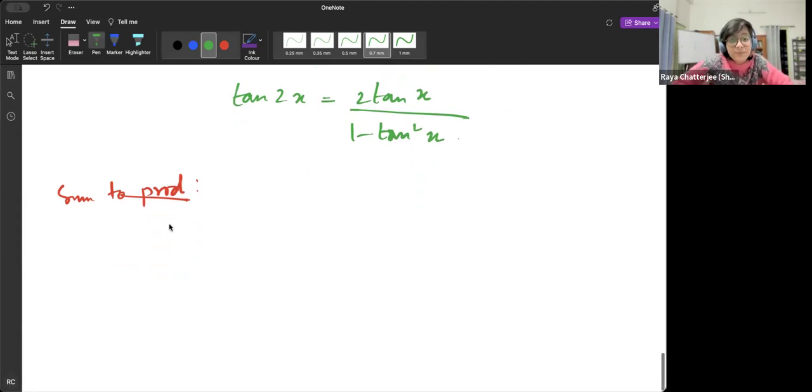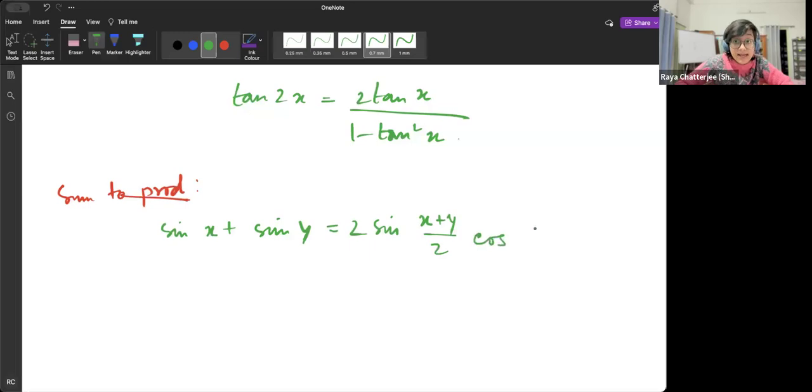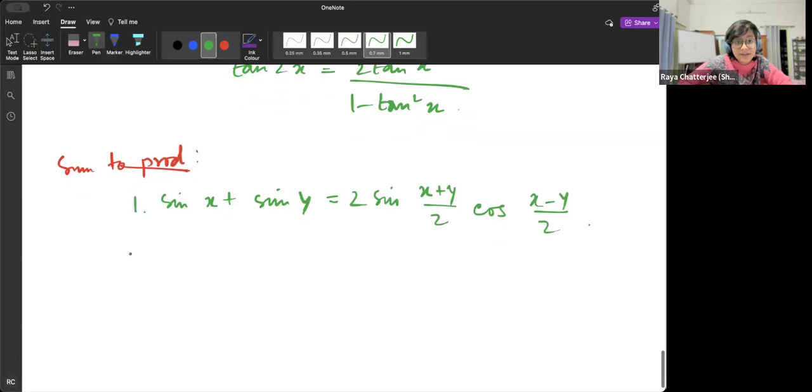So sum to product, the formulae are: sine x plus sine y is 2 sine (x plus y)/2 cos (x minus y)/2. The second one is sine x minus sine y. Feel free to take notes and just tell me to pause whenever you want to see something that I've written earlier.